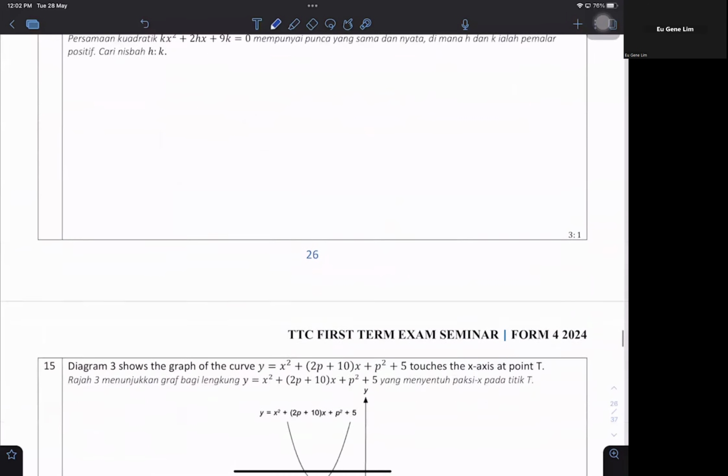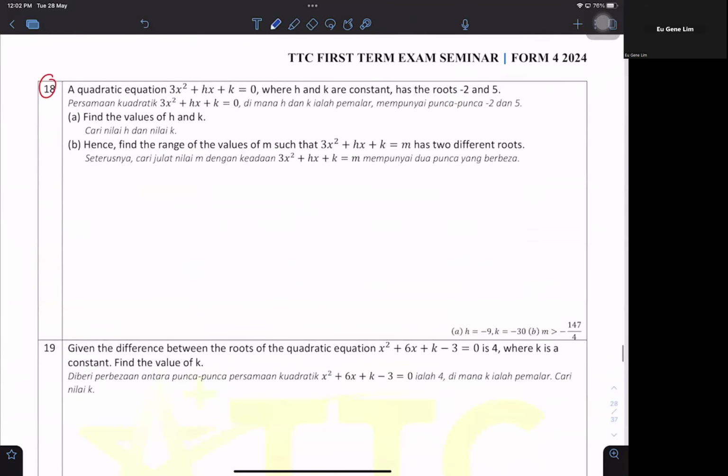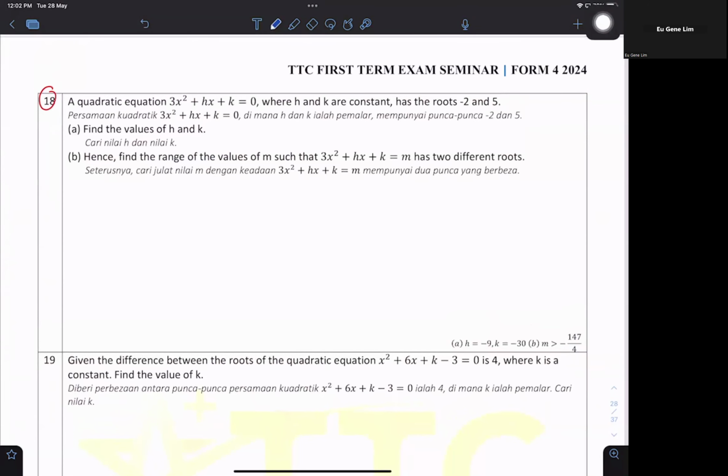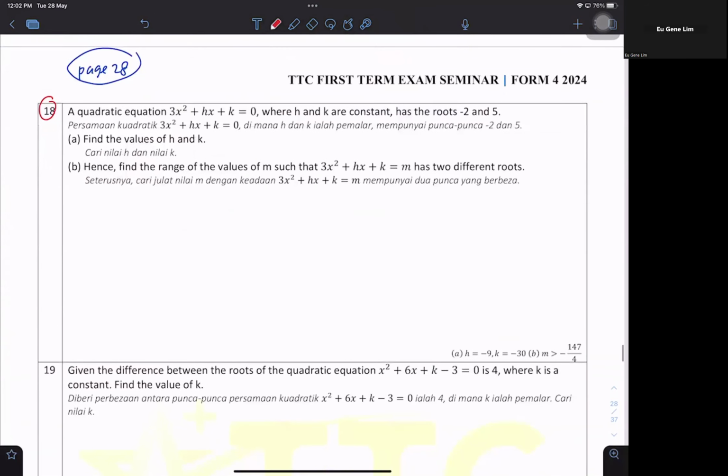Okay, I think we can do one last question. Question 18, one last question for today. Let's go to question 18. This is page 28. Last one for today. Now, what topic is this? Can you tell me? What topic is this?